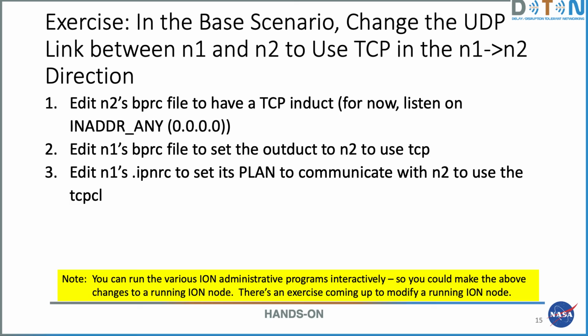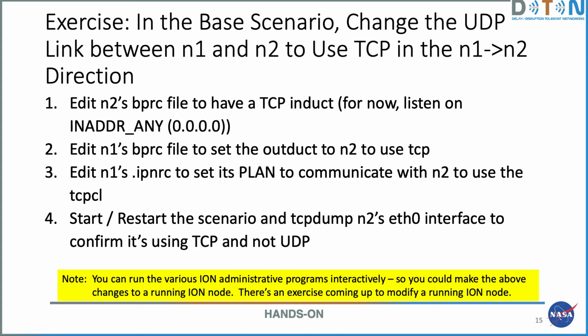Then we're going to edit node 1's IPNRC file and change its plan so that it communicates with TCP when talking to N2. And then we can start or restart the scenario. And the way we're going to look at this is, we'll just TCP dump N2's ETH0 interface and confirm that it's got TCP and not UDP.